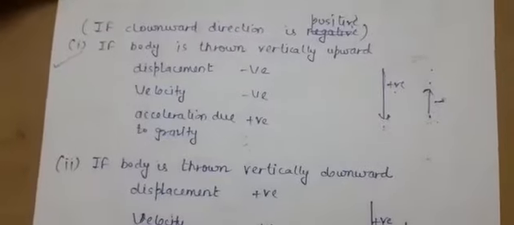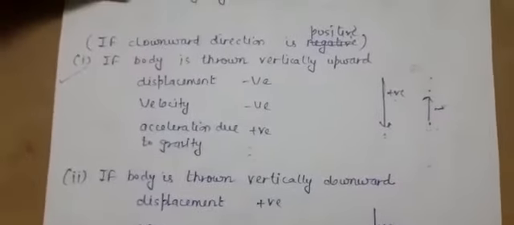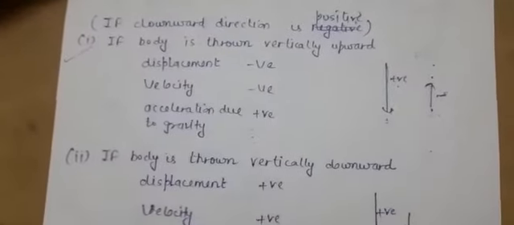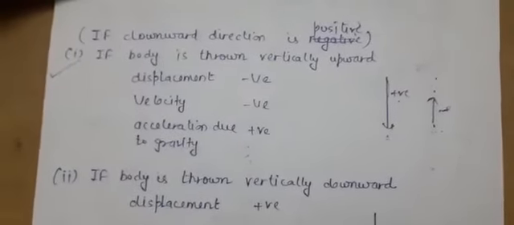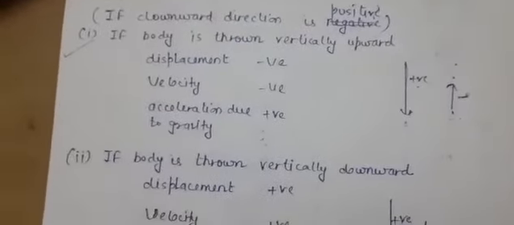Because when you are taking the upward direction to be positive, in that case g will always be negative. But when the downward direction is taken to be positive, then in whichever direction the body is going, either upward or downward, acceleration due to gravity will always be positive.